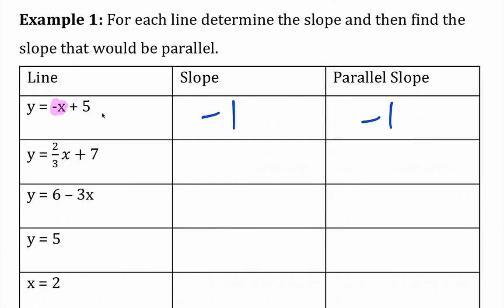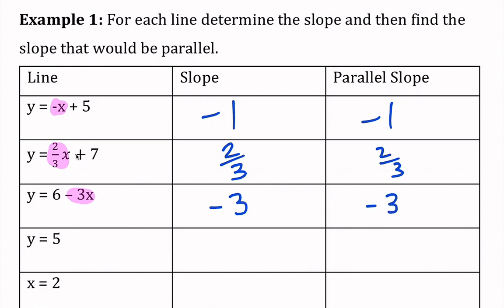On the second one, y is by itself, so I look next to the x. My slope is 2/3. So the slope of this line is 2/3, which means any line in the world that would be parallel to this line will also have a slope of 2/3. All right, y is by itself on that next equation, so I find my x. My slope is negative 3. So any line parallel to that line will also be negative 3.